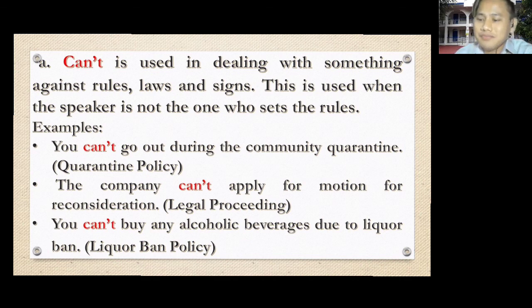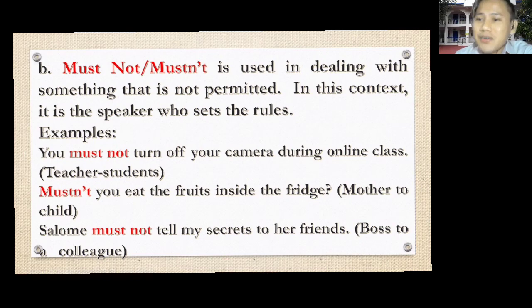Understood? All right. What about if the speaker is the one who sets the rule? Okay, what modal under prohibition are we going to use? All right. So there are only two, of course, that is must not or mustn't, which is used in dealing with something that is not permitted. So in this context, it is the speaker who sets the rule.